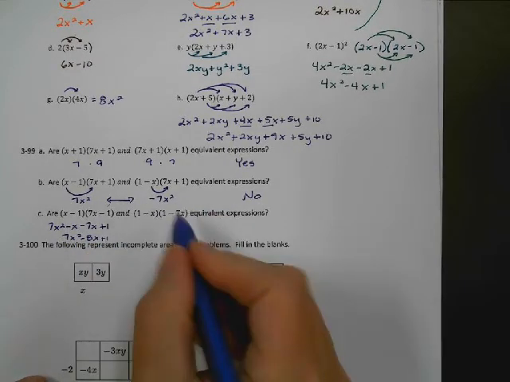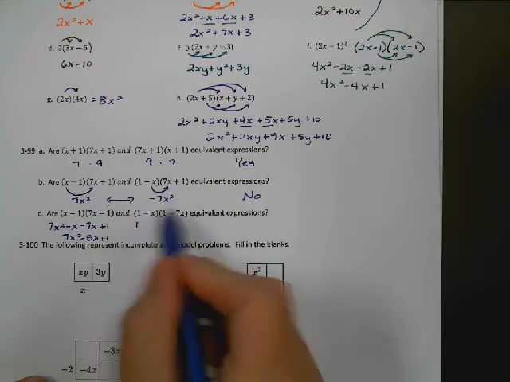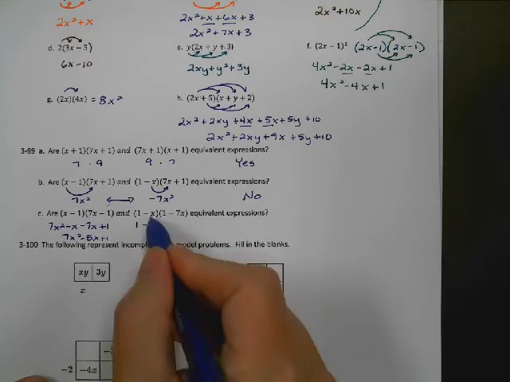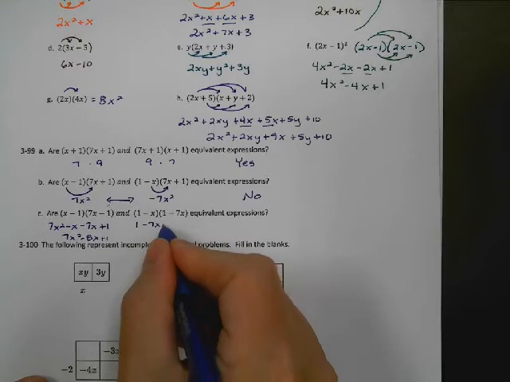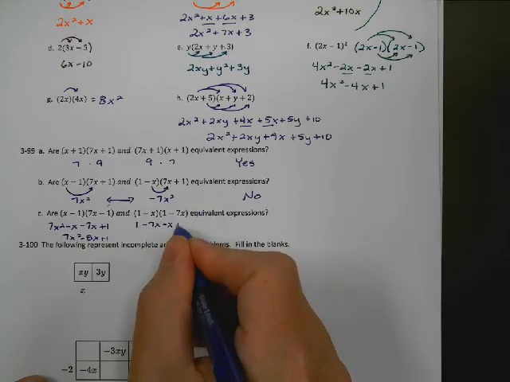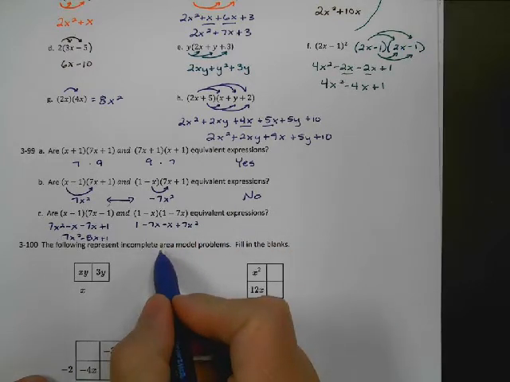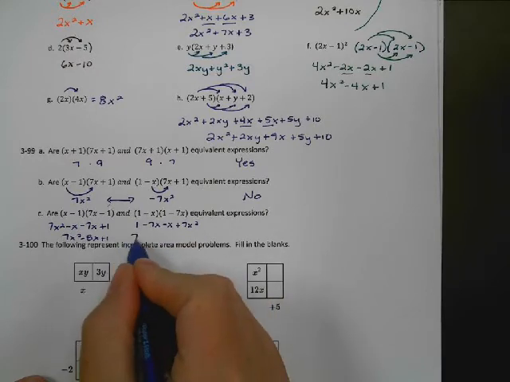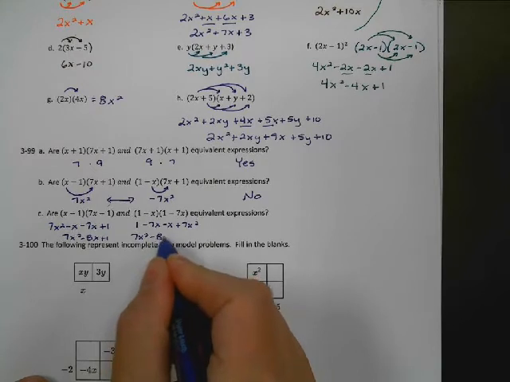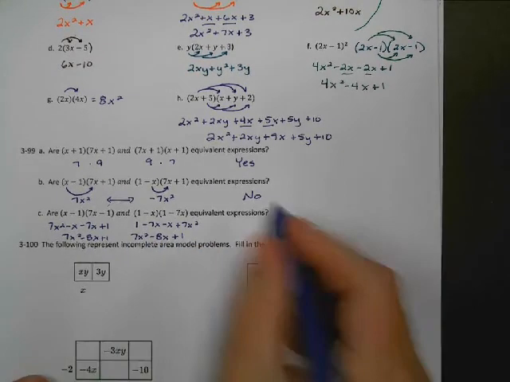Over here, if I multiply 1 times 1, I get 1. 1 times negative 7x is negative 7x. Negative x times 1 is negative x. And negative x times 7x is positive 7x squared. Are they different? Nope. 7x squared, negative 7x and negative x is negative 8x. And then plus 1. They're exactly the same.